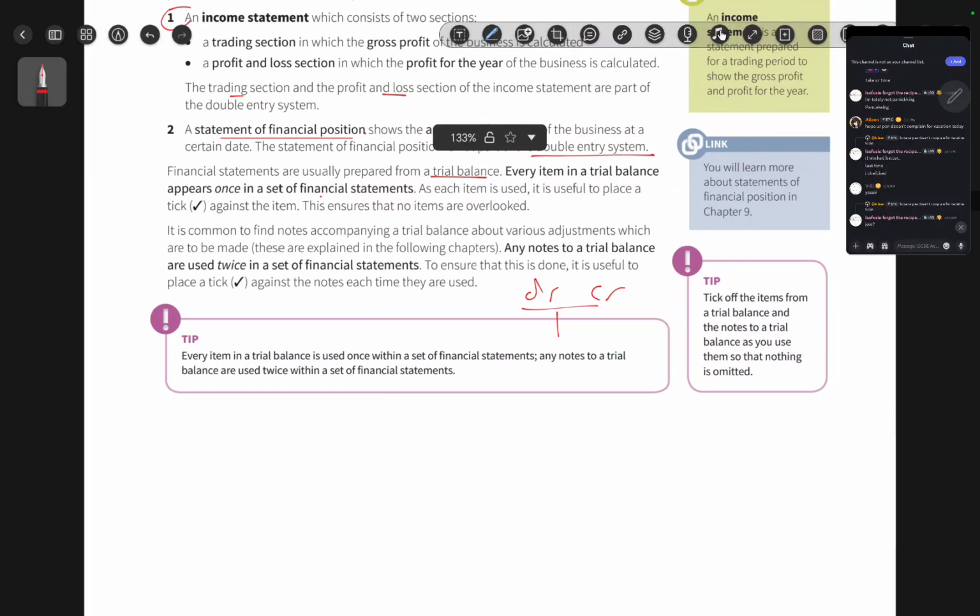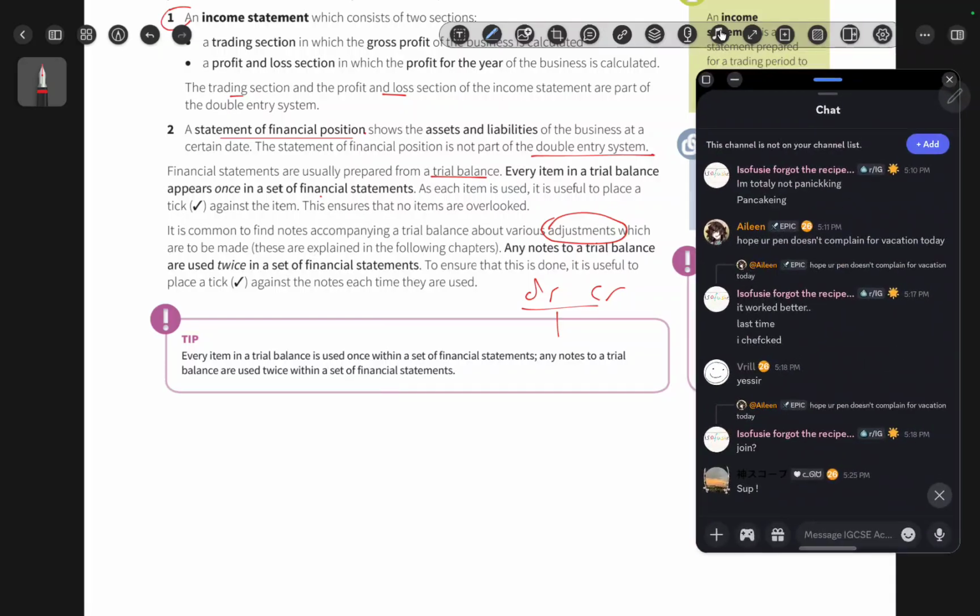Anyway, you find accounting notes accompanying a trial balance about various adjustments which are to be made. Now, these adjustments are not a really easy concept. You just have to understand it once. And of course, once you understand, it's all very easy.